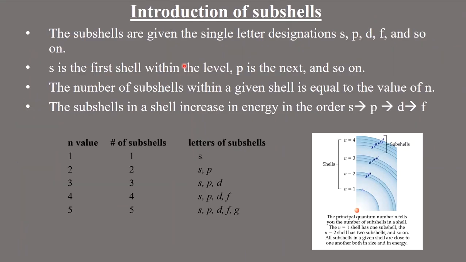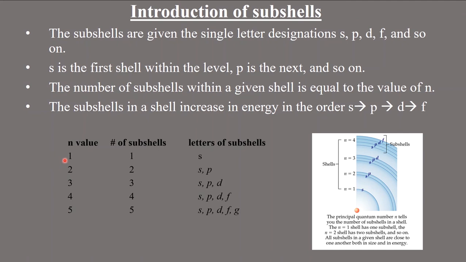The refinement in the Bohr's model was the introduction of subshells within the principal shells. This was more useful in predicting the chemical behavior of elements, and the subshells are given the single letter designations S, P, D, F, and so on, and that is the order of those letters as well. S subshell is the first subshell within the level, P is the next, and so on. The number of subshells within a given shell is equal to the value of n, and the energy in the subshell increases in the order of S, P, D, and F, and so on, G and H.